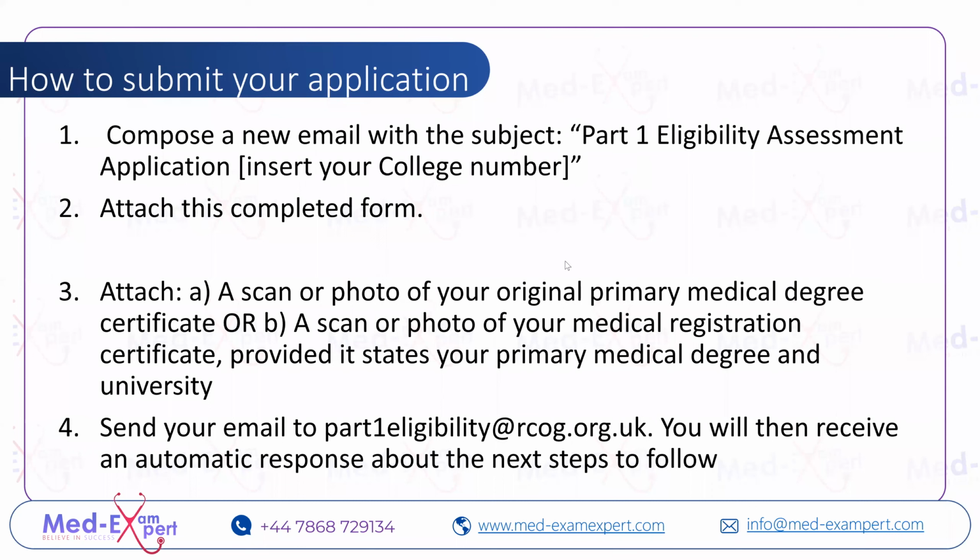This is simple. So first, all of you, what you do is you have to get your RCOG number. First is sign up. Once you get your RCOG number, this is the email to which you have to send the mail. So please see the email, you have to type it correctly: part1eligibility@rcog.org.uk. After you put this, the subject should be part one eligibility assessment application. Then attach a scan copy of this completed form and a scan copy of your primary degree certificate. And then you should get an automatic reply from them saying thank you for submitting.